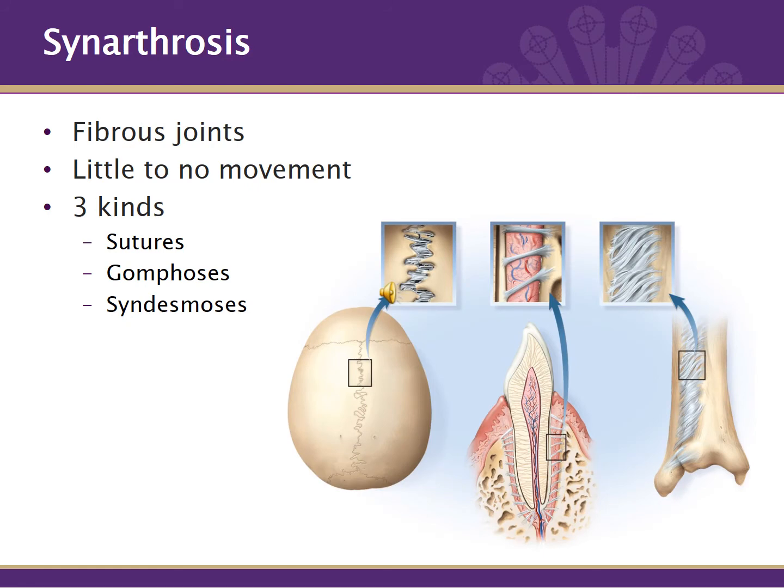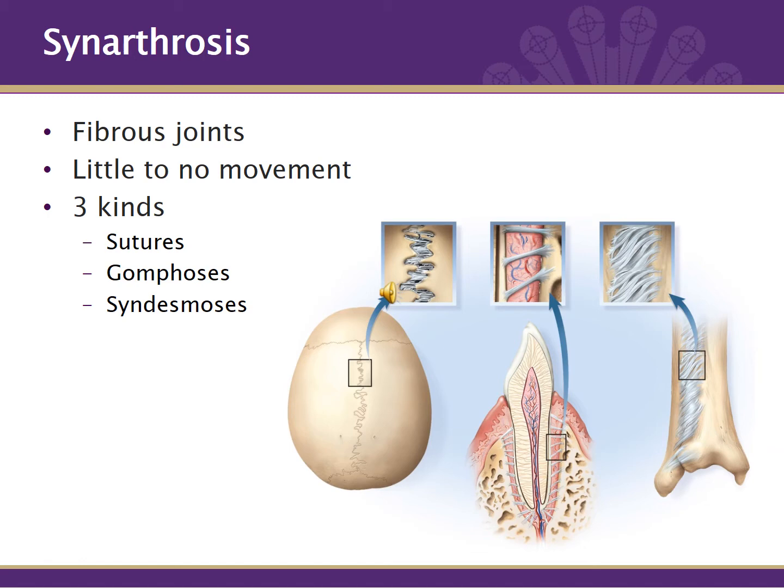Synarthrosis, or fibrous joints, are bones bound by short collagen fibers. There is little to no movement here. There are also 3 kinds of fibrous joints. Number 1, sutures. These are the joints found between cranial bones. Number 2, gomphosis. This is the joint between a tooth and the mandible or maxilla.